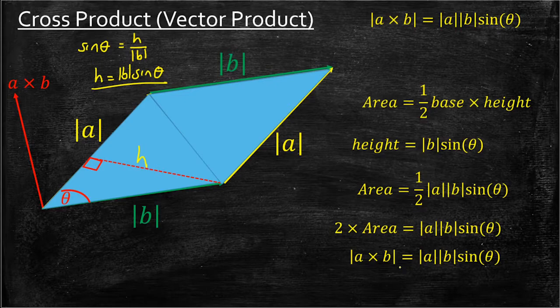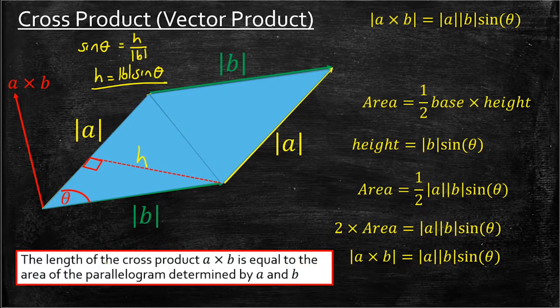What we can say is this is the third result from the day. The length of the cross product, A cross B, is actually equal to the area of the parallelogram determined by A and B. So if you wanted to find the area of the parallelogram determined by A and B, you just have to find the cross product of A and B and then determine the length of that vector. So the length of this vector A cross B is the same as the area enclosed by vectors A and B.